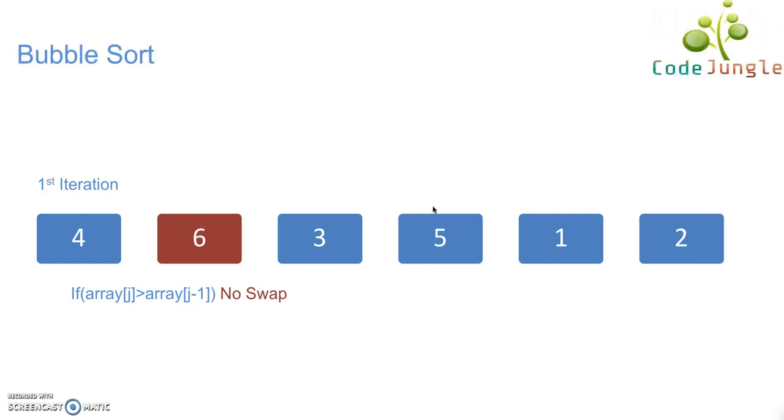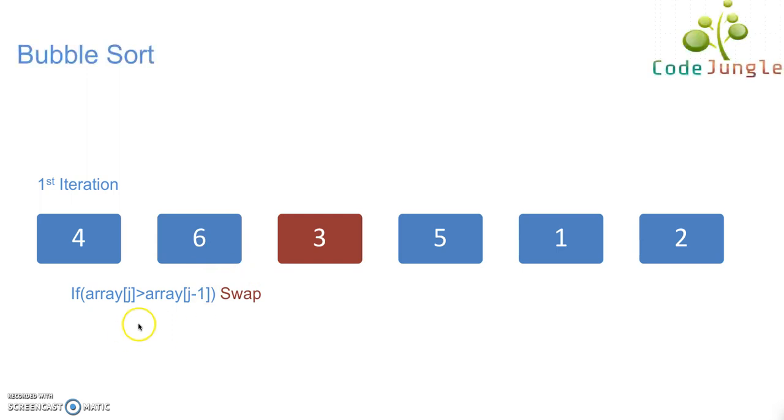Here, to begin with, we will consider the second element of the array as jth element and the first as j minus 1th element. Now we will check if element j is greater than element j minus 1. If no, we will swap, and then we'll move ahead with the next set of j and j minus 1th element. Here 6, that is j, is greater than 4, that is j minus 1, hence there is no need of swap. So we move ahead.